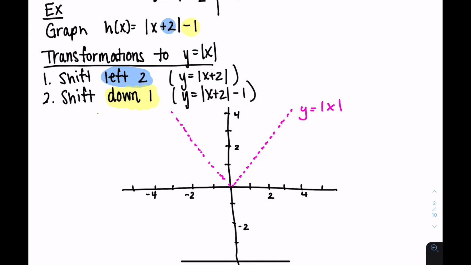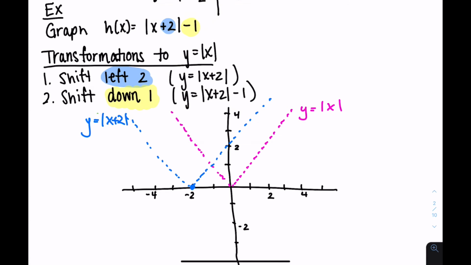Now I'm going to go ahead and shift it left 2. So it was at 0, 0, gets moved to 2, 0. And then I keep the same shape to the best of my abilities. And so this is just y equals the absolute value of x plus 2.